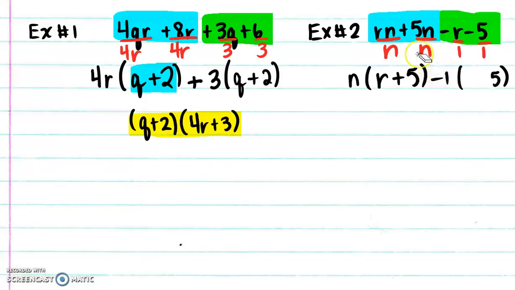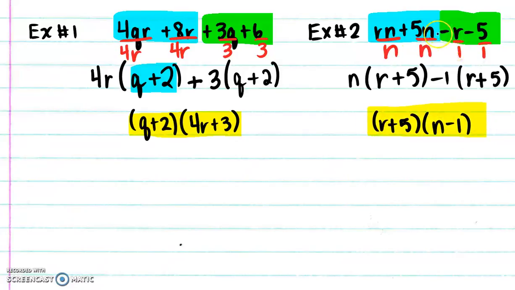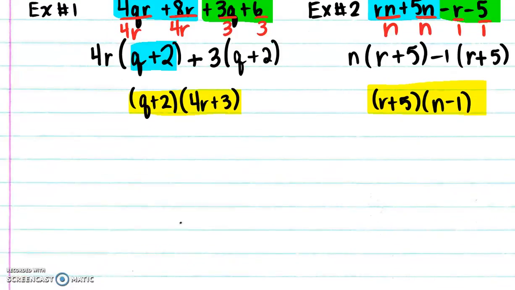So dividing out a negative 1 changes negative r to positive r and minus 5 to plus 5. So now we have our lengths or widths the same, r plus 5, and the other dimension, n minus 1. And you can kind of recognize ahead of time if you're going to need to divide out a negative 1, because the signs will be kind of unusual. So let's look at another example.